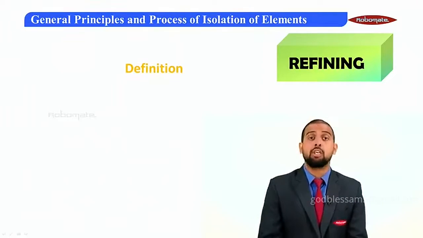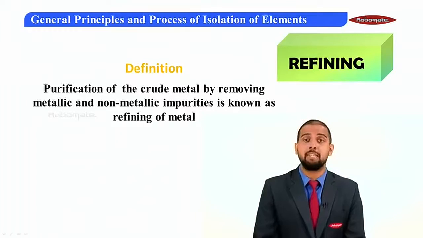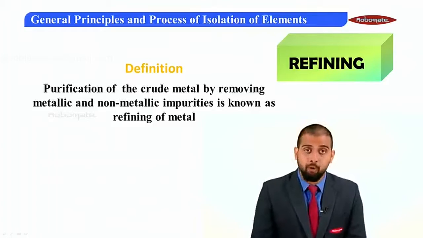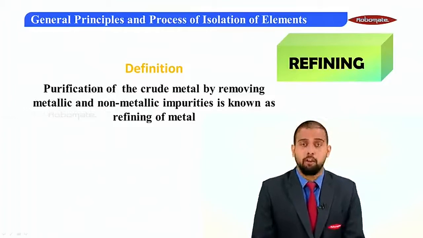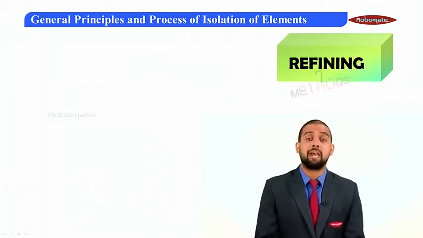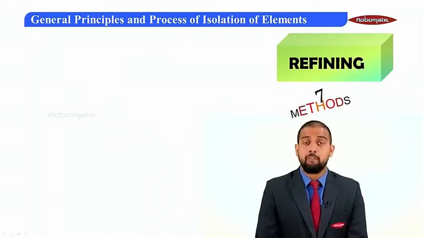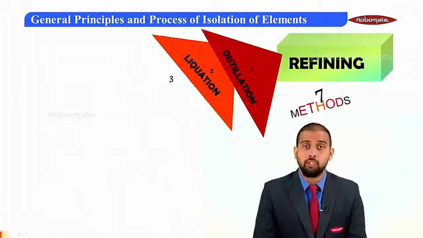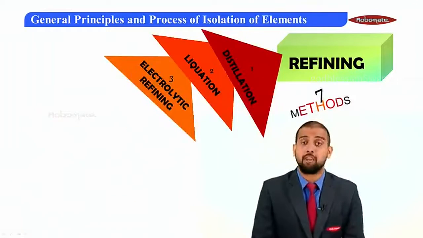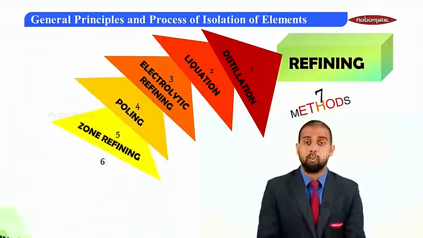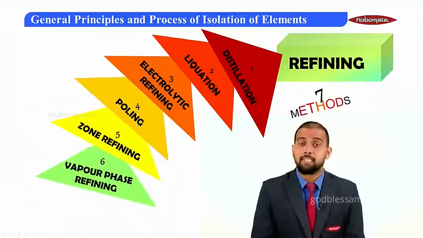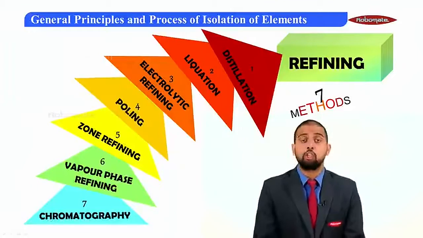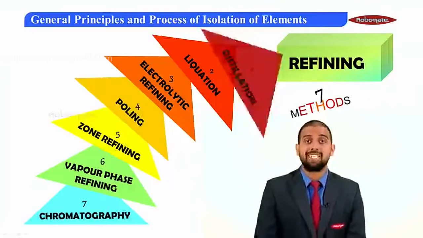So what is refining? Please remember, refining is the purification of the crude metal by removing metallic and non-metallic impurities, and this is exactly what we call refining. Now this so-called refining can be done by 7 methods. The very first method is called distillation. The second method is liquation, and the third method is electrolytic refining. The fourth one is poling, fifth is zone refining, sixth is vapor phase refining, and the last one is chromatography.